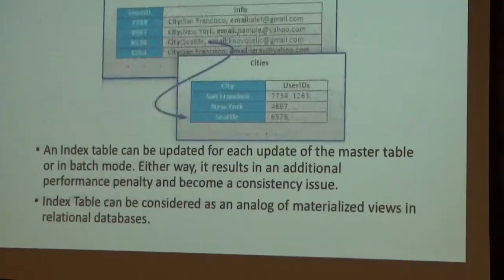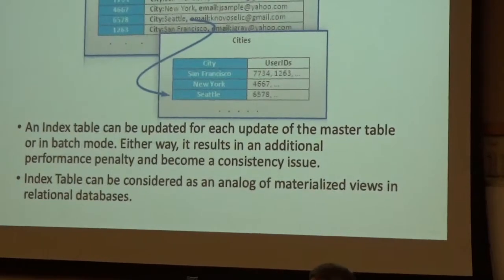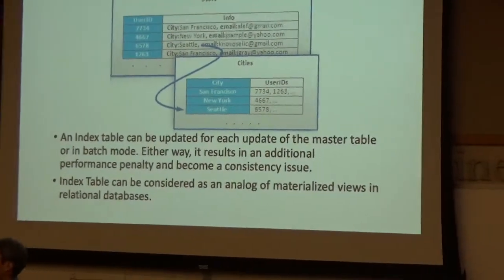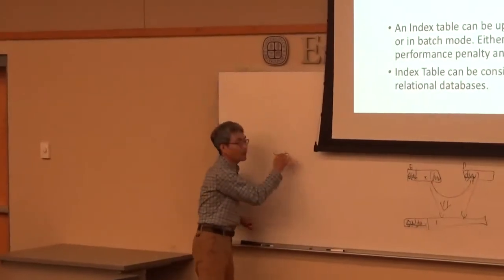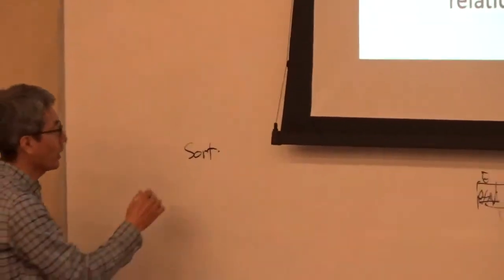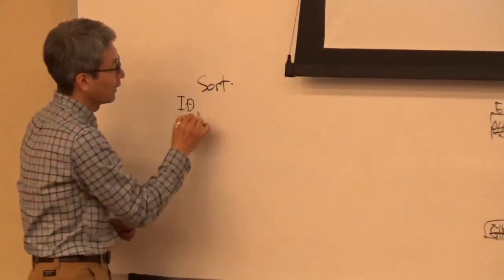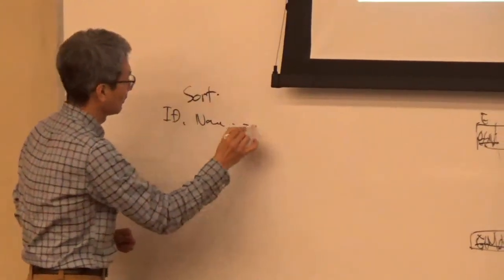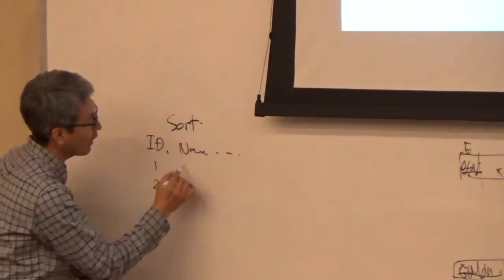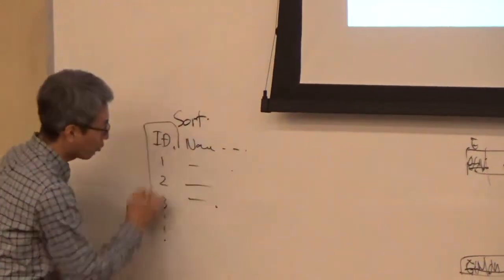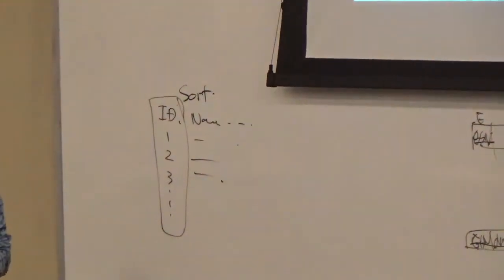What is an inverted index? The traditional approach of indexing is that we sort the data, right? So if we have ID and name, ID 1, 2, 3, we sort the data by ID and their name. So this will be the index. This is the conventional way of indexing.